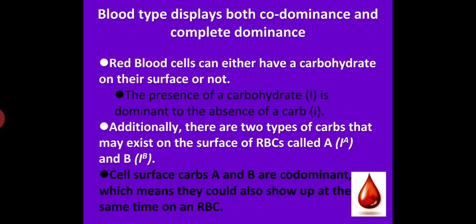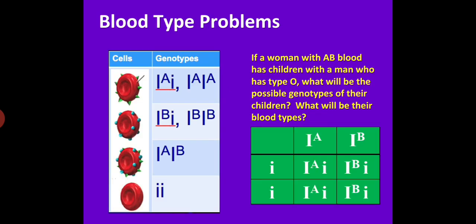on an RBC. Based on this, there are four different types of blood groups: A, B, AB and O.